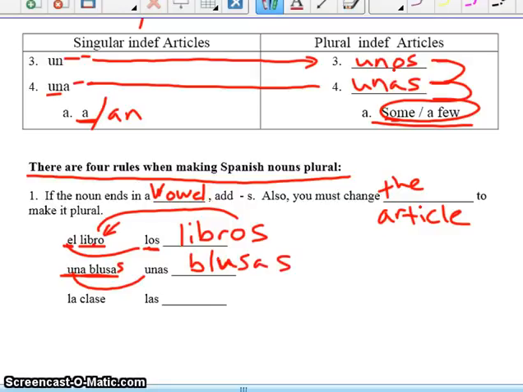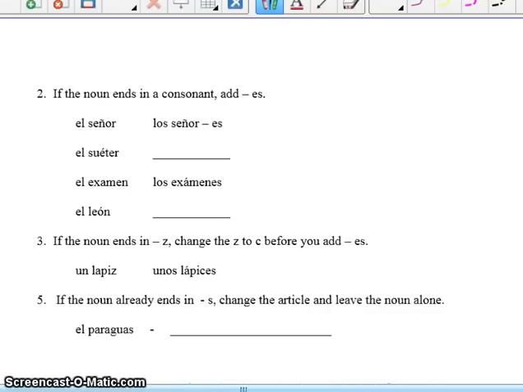Blusas. Here's the word for class, a popular word. La goes to las, and clase goes, excuse me, to clases. So your first rule: if the noun ends in a vowel, add S, and you always change the article. Let's go to the back of your notes for the last three rules.